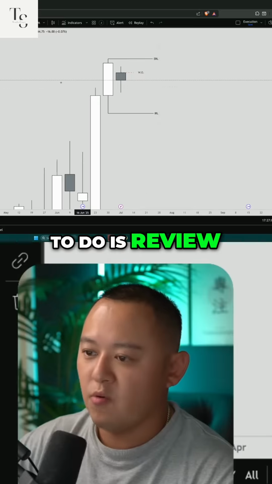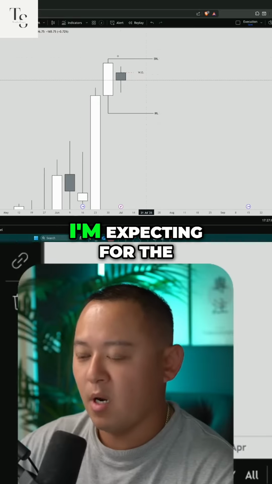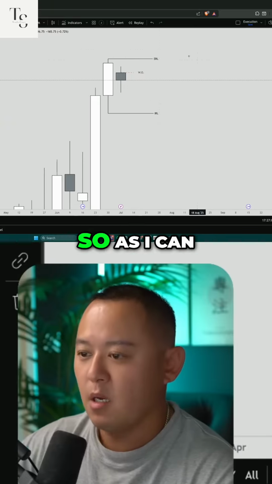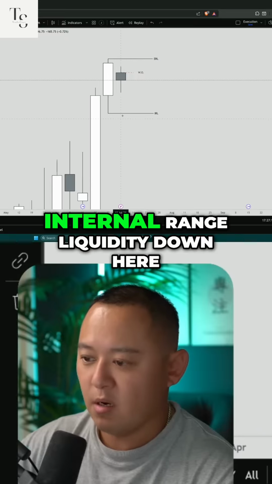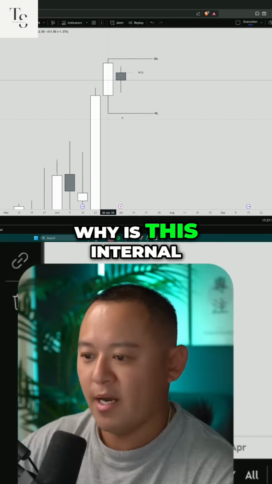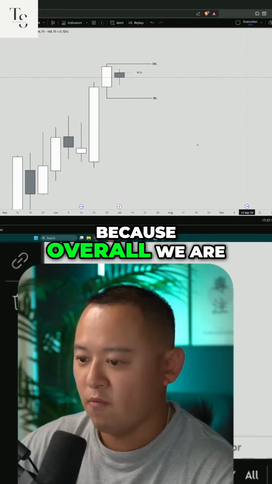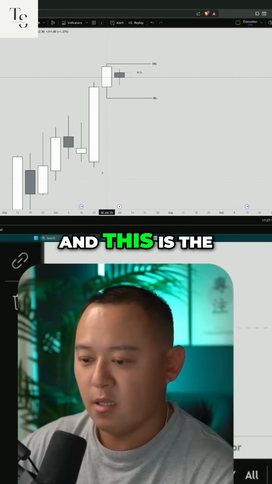So what I like to do is review the weekly candles and just mark out what I'm expecting for the following week. So as I can see here, I've marked out external range liquidity and I've marked out internal range liquidity down here. Now, why is this internal range liquidity? Because overall we are in a bullish market and this is the swing low.